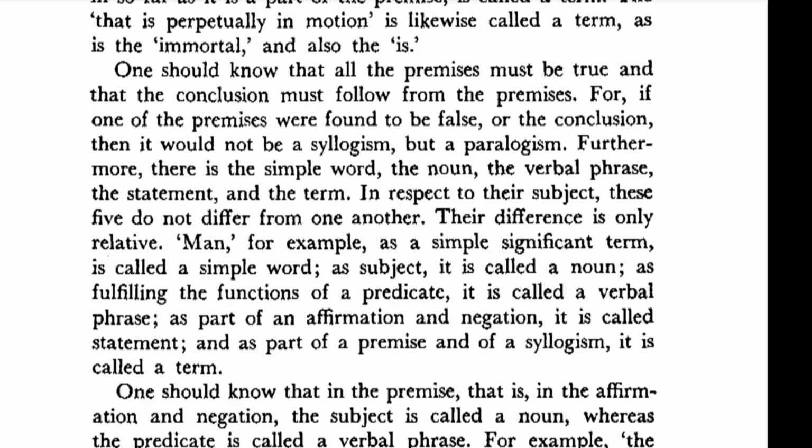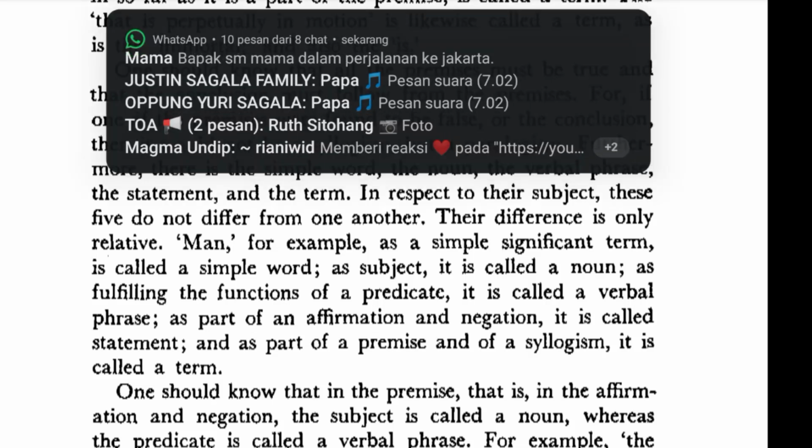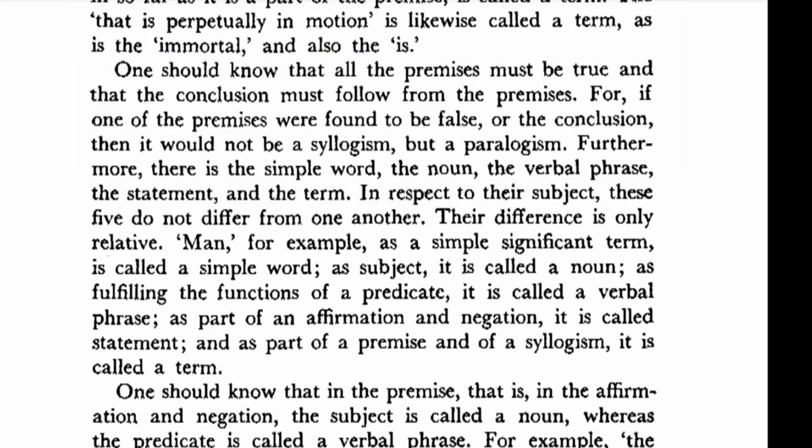Man, for example, a simple significant term, is called a simple word. As a subject, it is called a noun, as fulfilling the function of a predicate, it is called a verbal phrase. As part of an affirmation and negation, it is called a statement, and as part of a premise and of a syllogism, it is called a term.